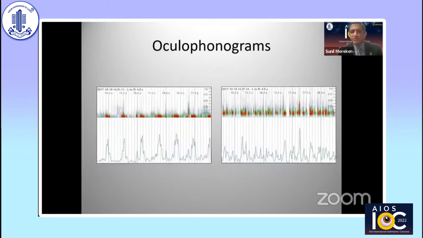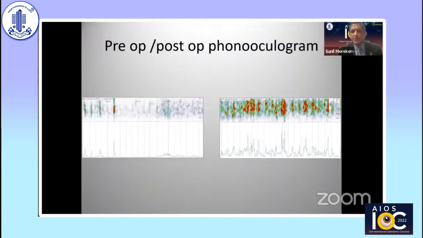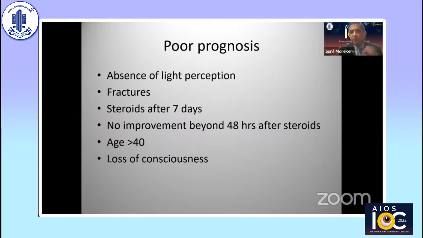With the electronic stethoscope, you get an oculophonogram of a patient, and you see the pre-op oculophonogram. There is hardly any pulsations heard. You're looking at pulsations from the optic nerve. There are hardly any pulsations here. This is pre-op of our patient, and this is post-op of our patient. So we also use an electronic stethoscope and a phonooculogram.